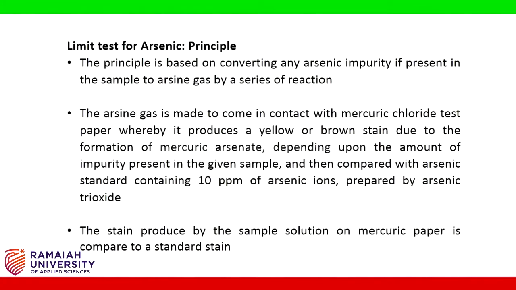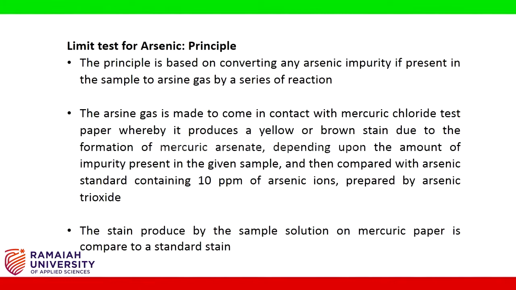Principle. It is based on converting any arsenic impurities, if present in the sample, to arsine gas by a series of reactions. The arsine gas is made to come in contact with mercury chloride test paper, whereby it produces a yellow or brown stain due to the formation of mercuric arsenate, depending upon the amount of impurity present in the given sample, and then compared with arsenic standard containing 10 parts per million of arsenic ions, prepared by arsenic trioxide.